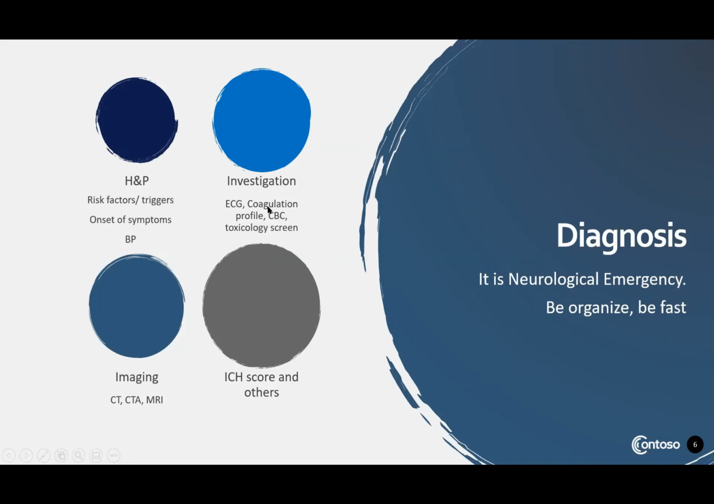For the coagulation profile, if the patient is on anticoagulation like warfarin, you have to do INR, PT, and PTT. Also CBC, and a toxicology screen, usually in the young who have no risk factors. Imaging: we will do CT and CTA, and sometimes we need additional tests like MRI and MRA on special occasions that we will mention later on.